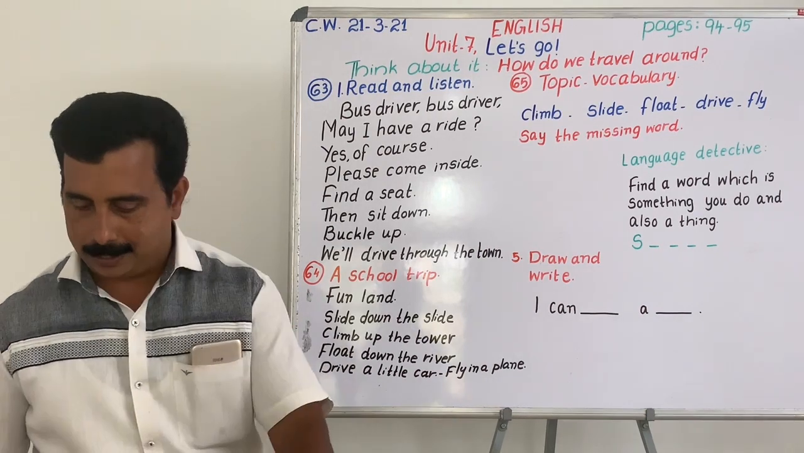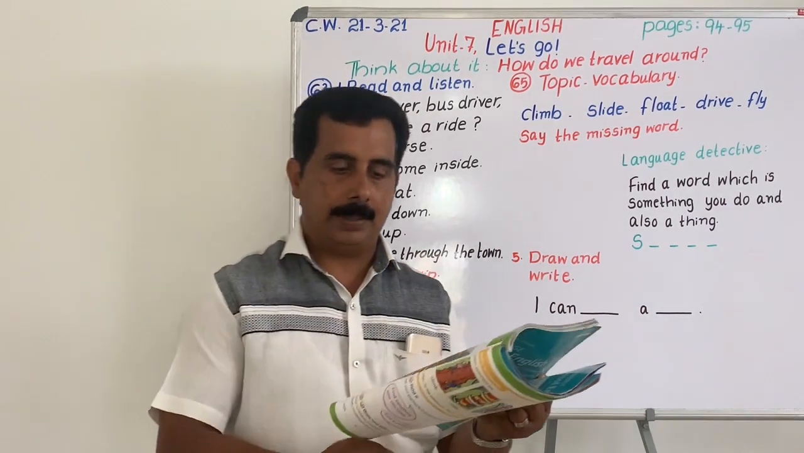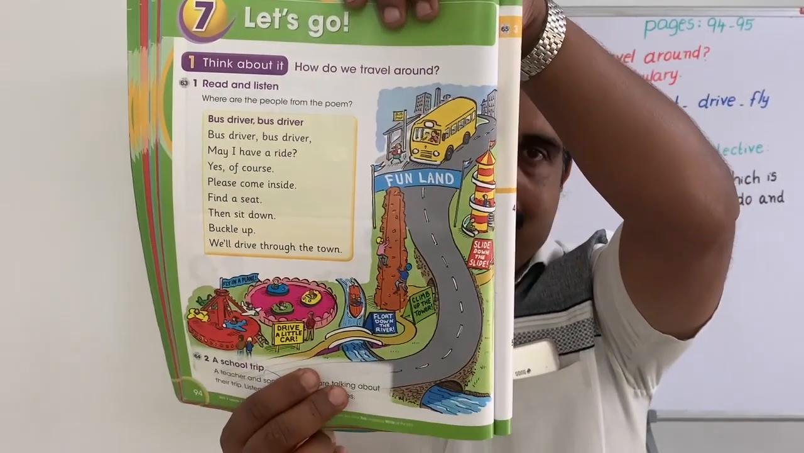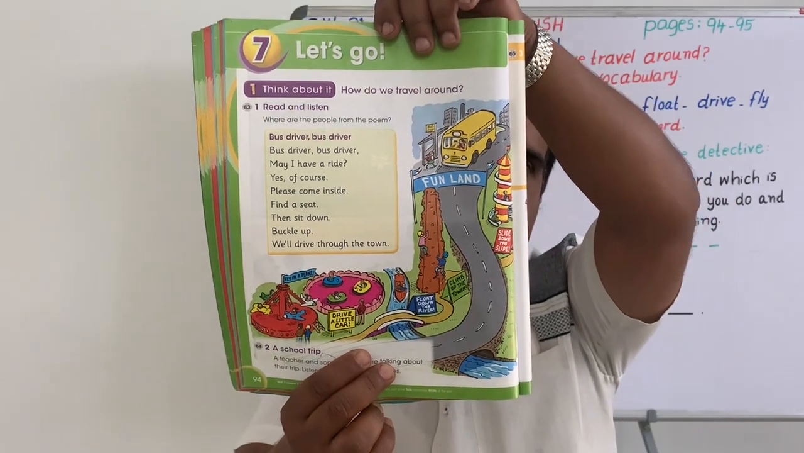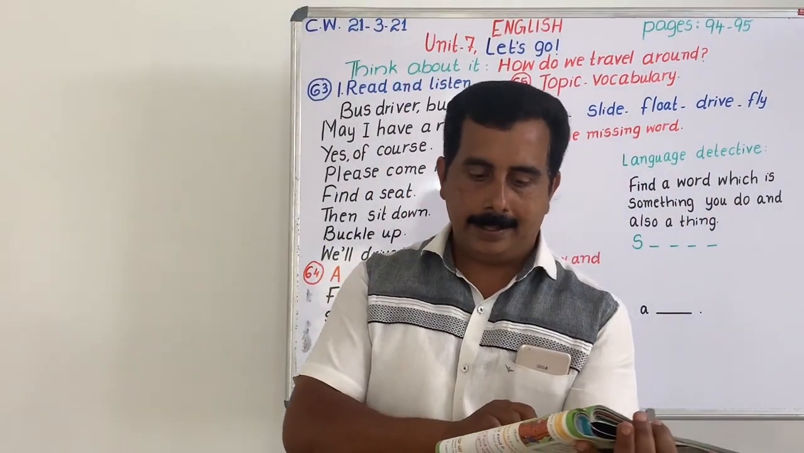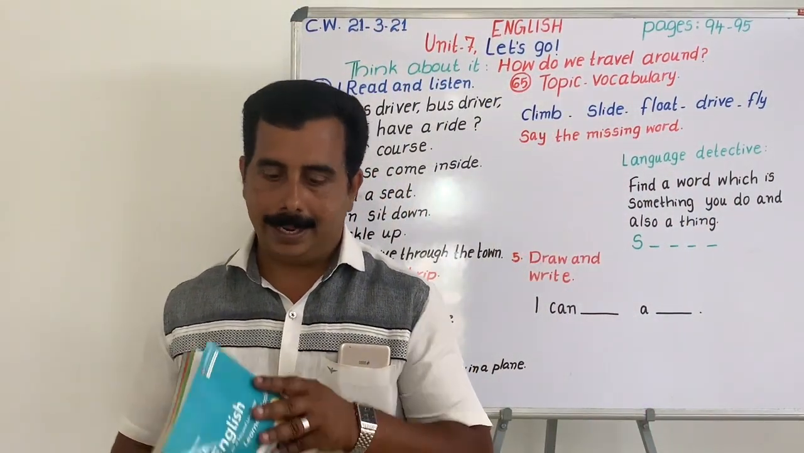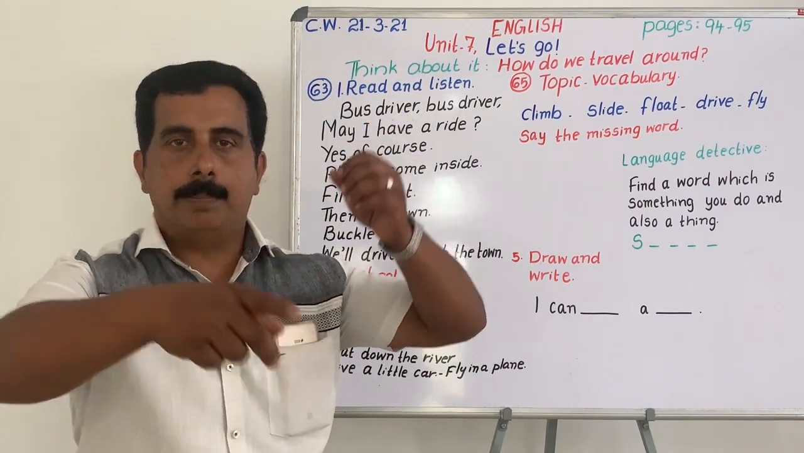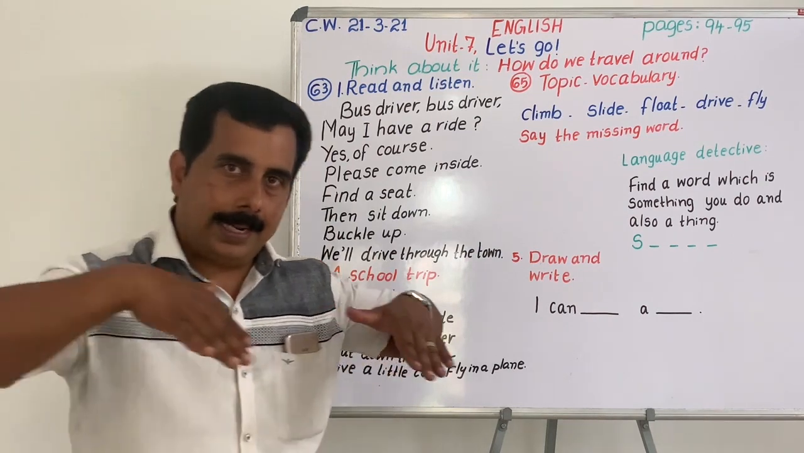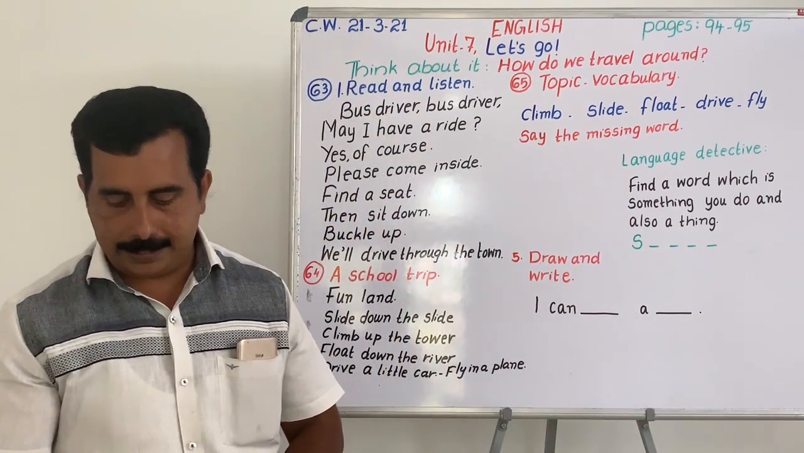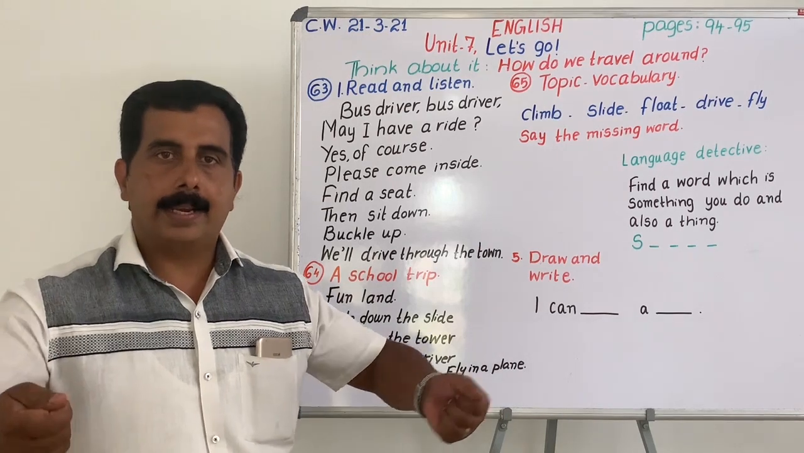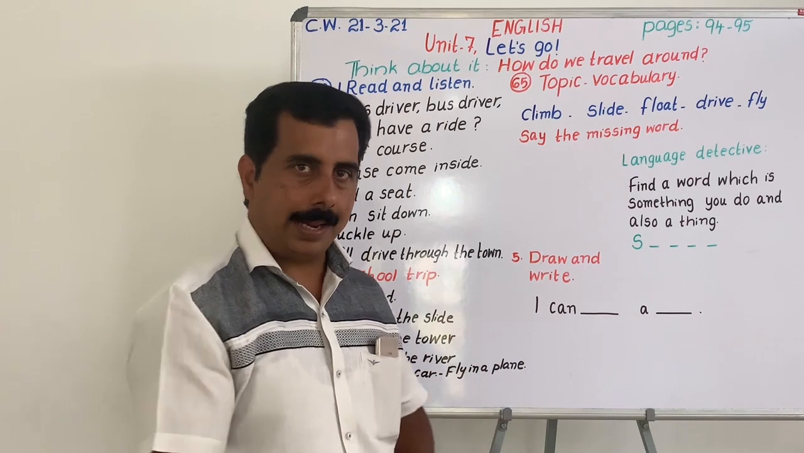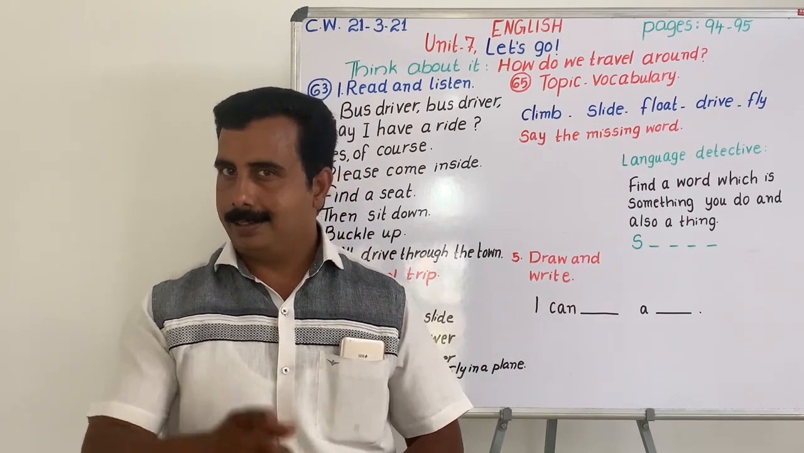Okay, children, look very well. These are the pictures you can find there. These are the rides you see in a fun land. Did you notice? Okay, what's the name of the first ride there? What is the first ride? Slide down the slide. Yes, what is the second ride there? I can climb up a tower. Okay, then next is float down the river. Next one, I can drive a little car. Finally, I can fly in a plane. Okay, children, did you understand?